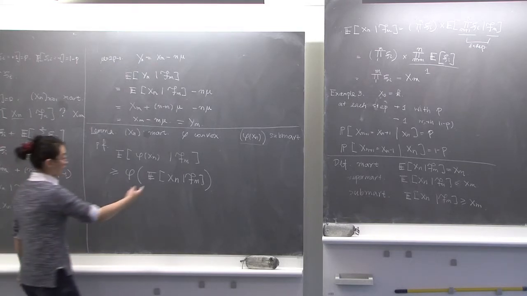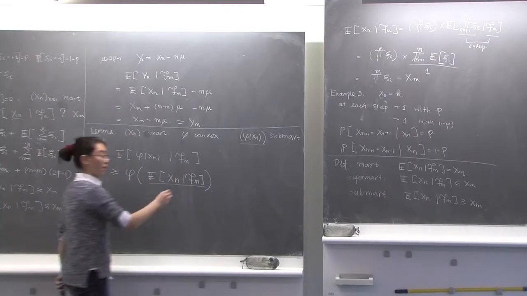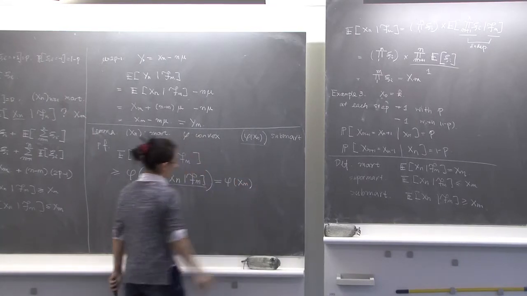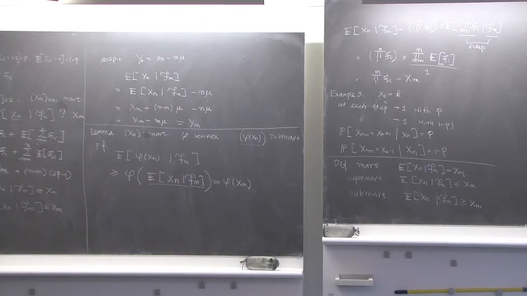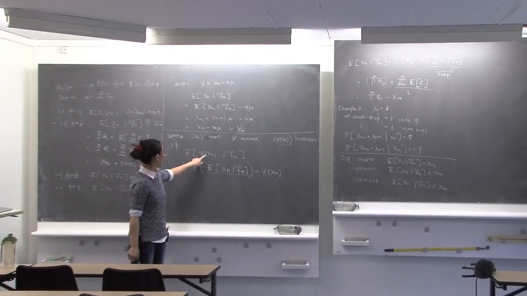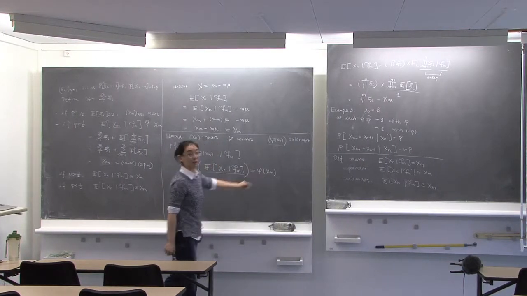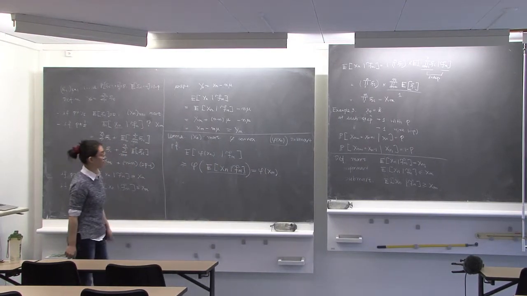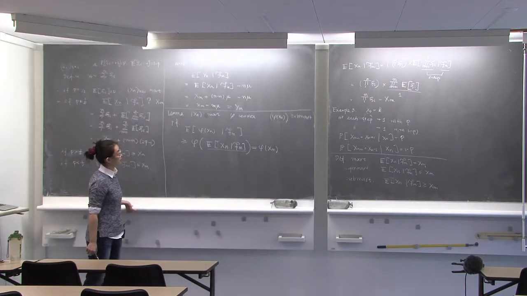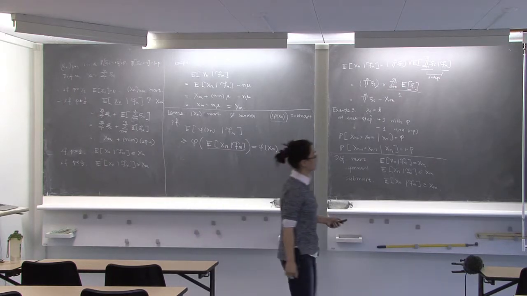And since Xn is a martingale, we know that this conditional expectation equals Xm. So here we check that for this new sequence, the conditional expectation is greater than the sequence at time m. So this tells us phi(Xn) is a sub-martingale. Okay, so some basic properties of martingales.